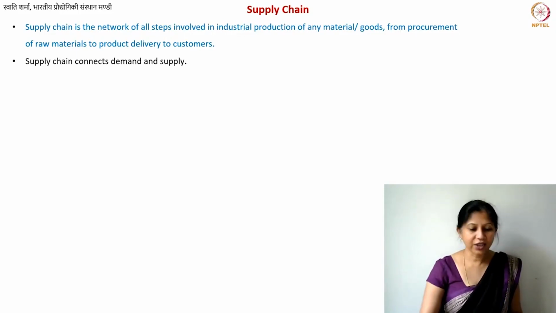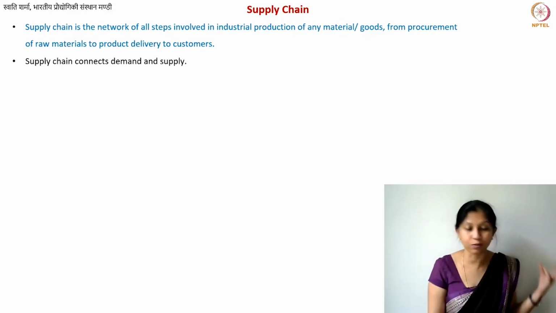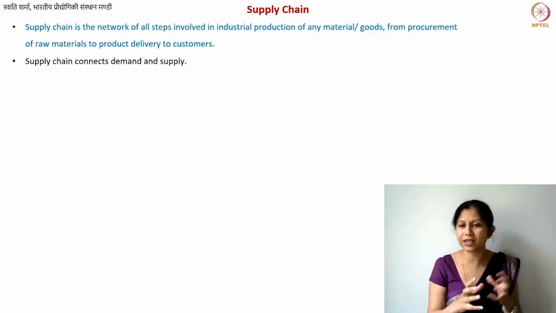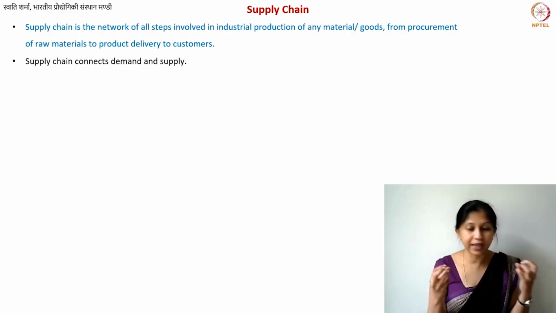What does it actually mean? You know that there is certain demand for some materials, and when there is a demand, you supply that material. Sometimes there is more supply, sometimes there is more demand, and this optimization of supply and demand is very important for anybody to have a successful business. Okay. So supply chain basically is the interface between the supply and demand.